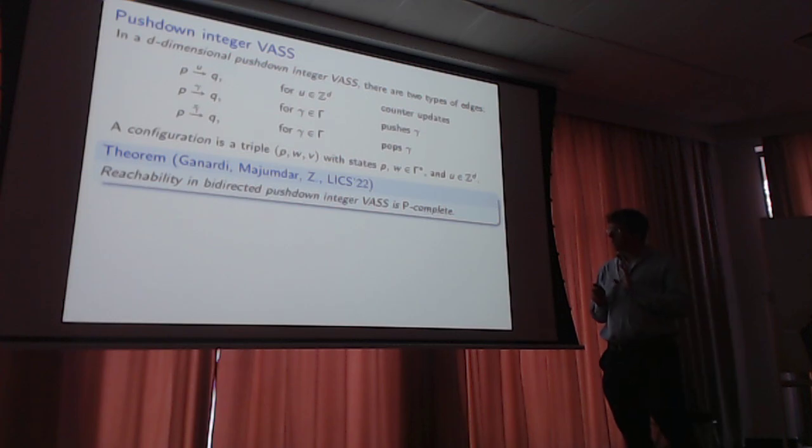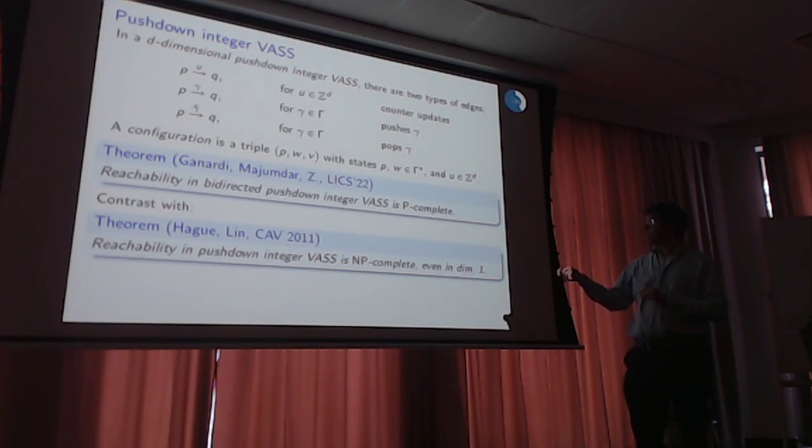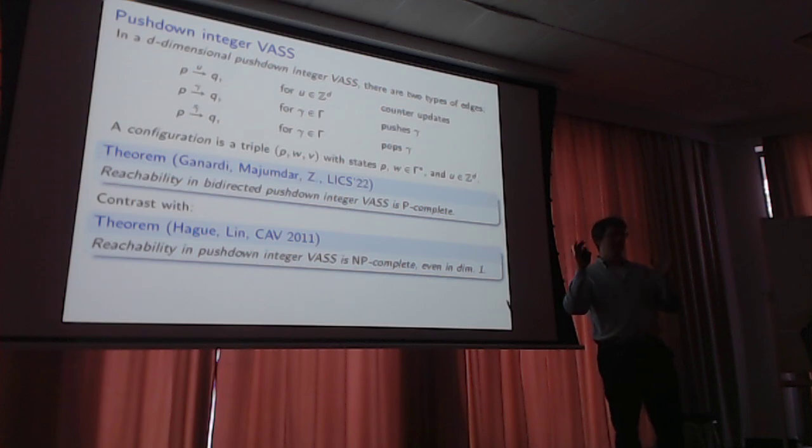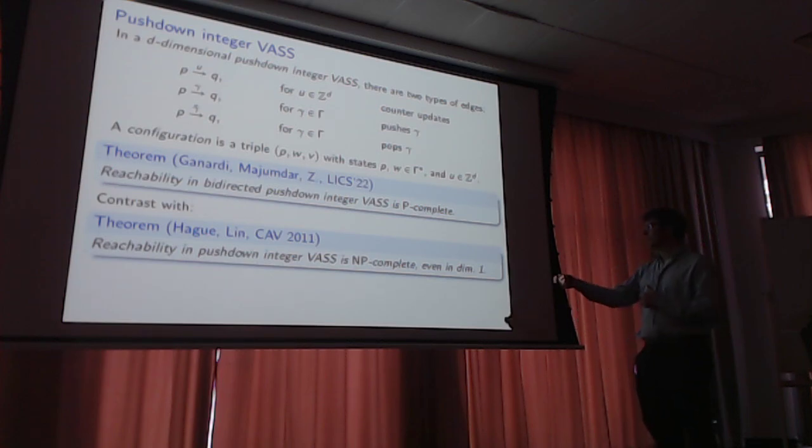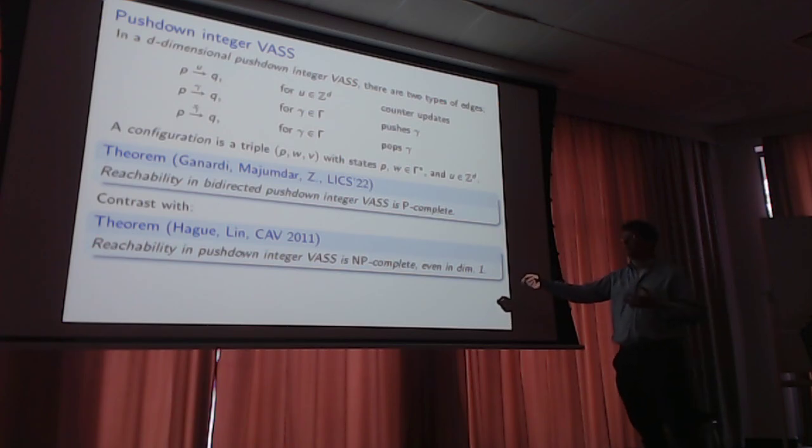And this is even more surprising than just the ZVAS setting, because even in dimension 1, push-down integer vast reachability is NP-complete. But here, even in arbitrary dimension, we're still in normal time. Right, in dimension 1, this is easy. You can easily reduce subset sum.